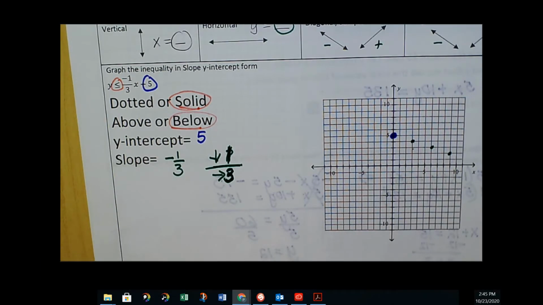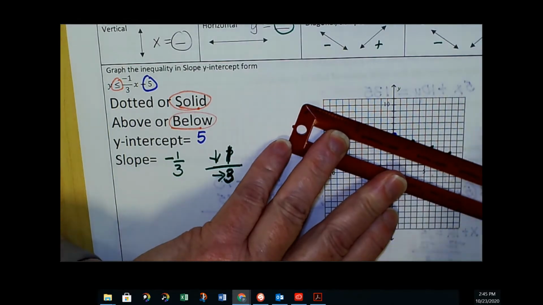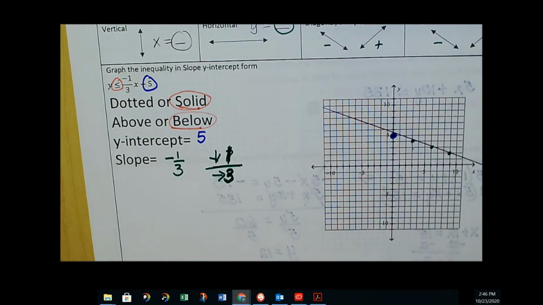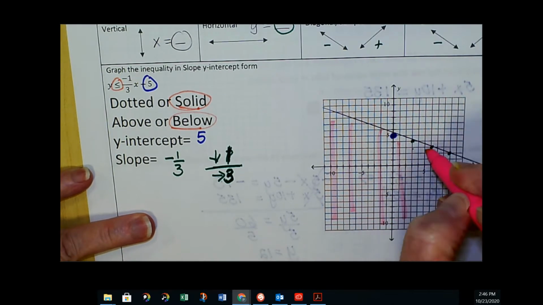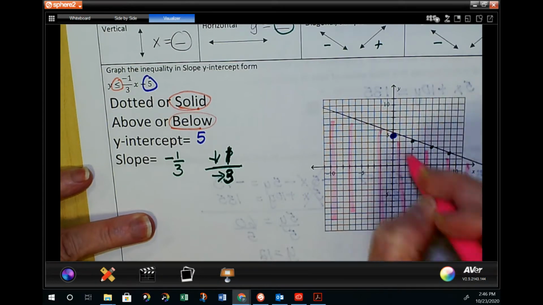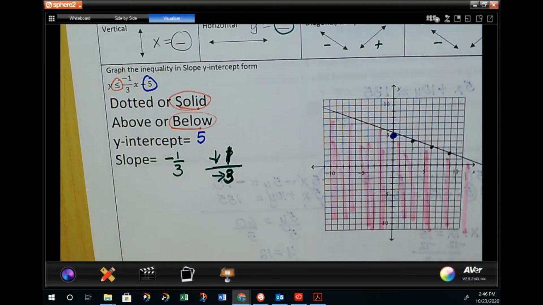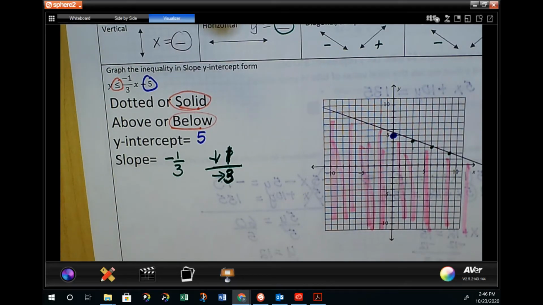So I'm going to use my ruler, and I'm going to draw a solid line connecting my points. And now I have to shade below that, which is all below. And that's how you're going to do this. So now you've got the back side. So flip your paper over.